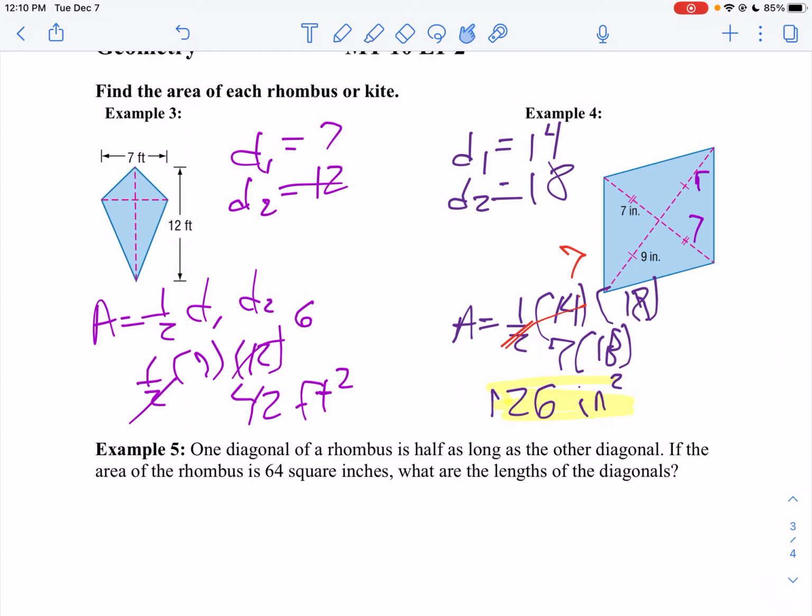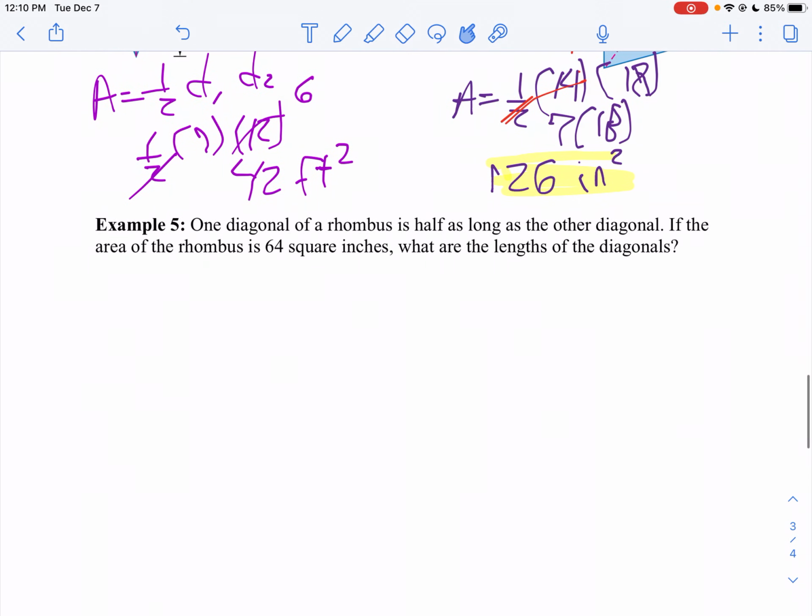Let's take a look at example 5. It says one diagonal of a rhombus is half as long as the other diagonal. If the area of the rhombus is 64 square inches, what are the lengths of the diagonals? So let's draw this out. So what I'm saying here is I've got two diagonals, and I know in a rhombus they bisect each other, and I know one is twice as long as the other.